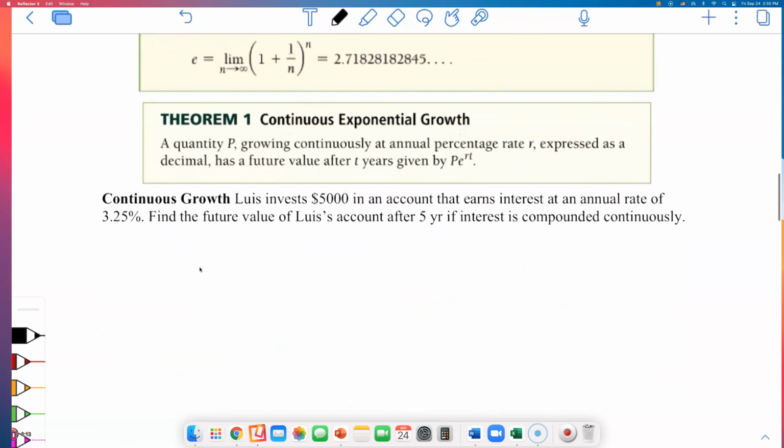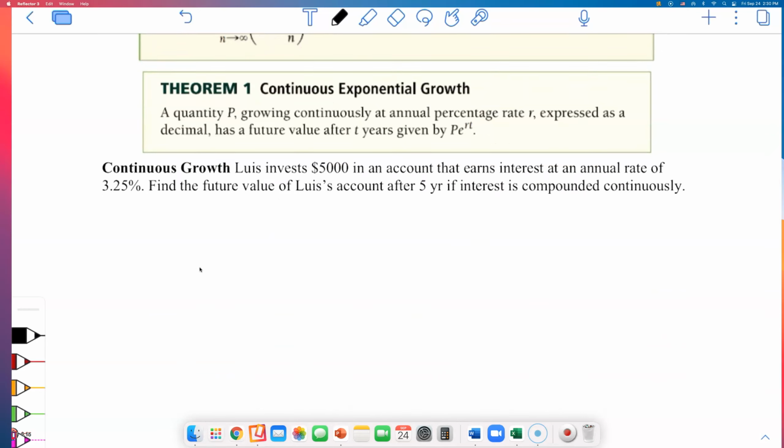So here comes the formula. If you want to find the future value of an investment where interest is compounded continuously, the future value equals principal times e raised to the rate times time power, rate times the number of years. This is the continuous exponential growth function.